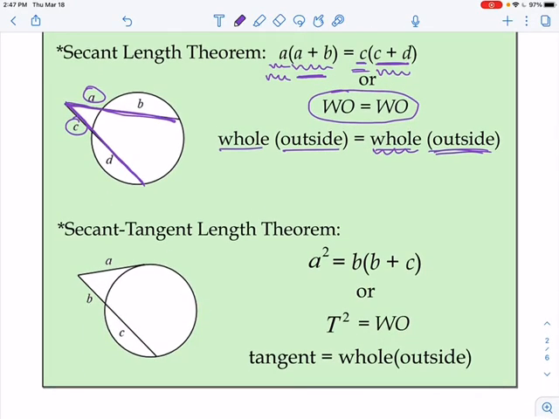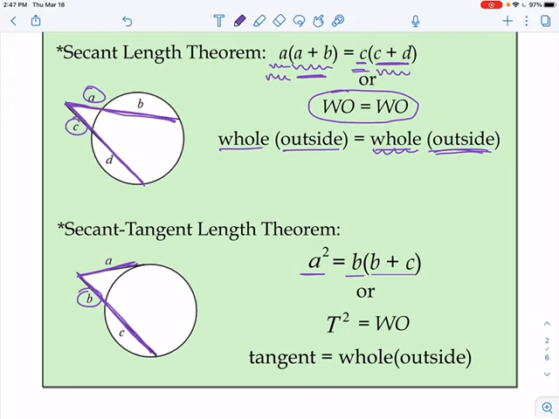And if you have a secant and a tangent, it's basically the same exact thing that we just did, with the exception that when you try to do WHO for this one, the whole piece and the outside piece are both A. So A times A would be A squared. Then if I apply the same concept, if I want the entire length of that secant, I would have to add B plus C together. And then if I multiply that by the outside, that would be B.